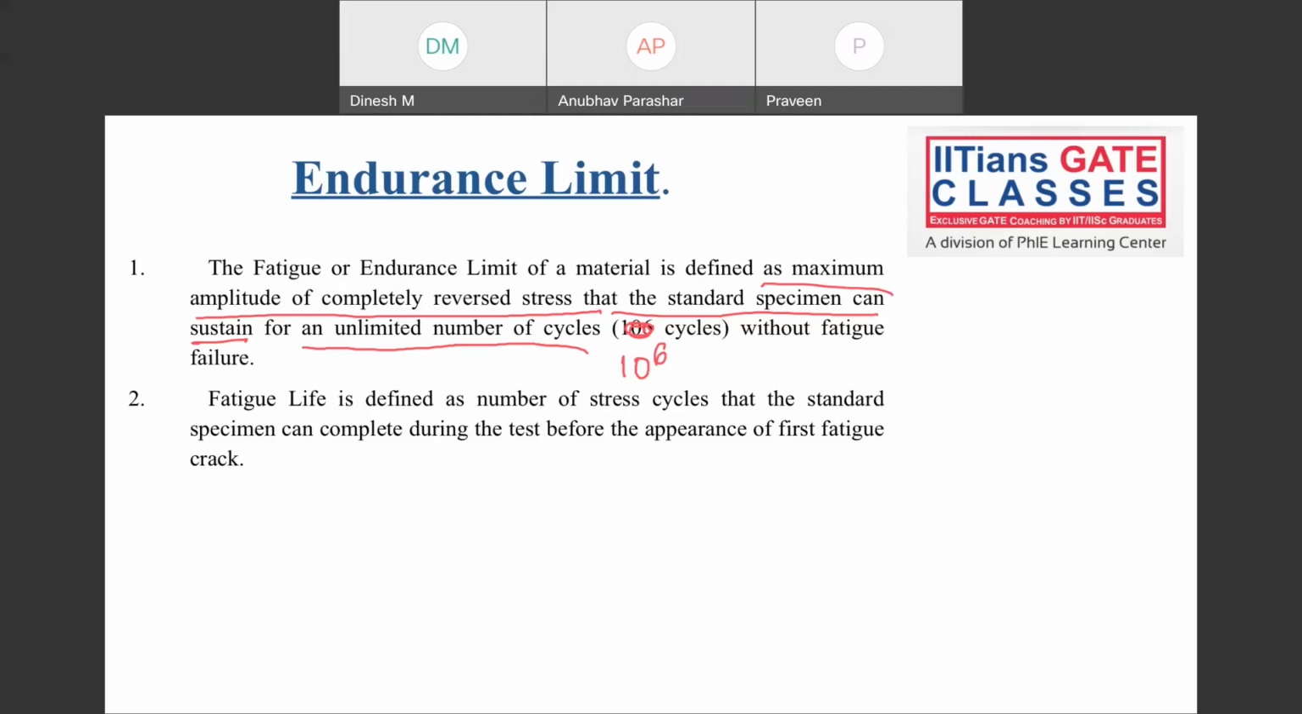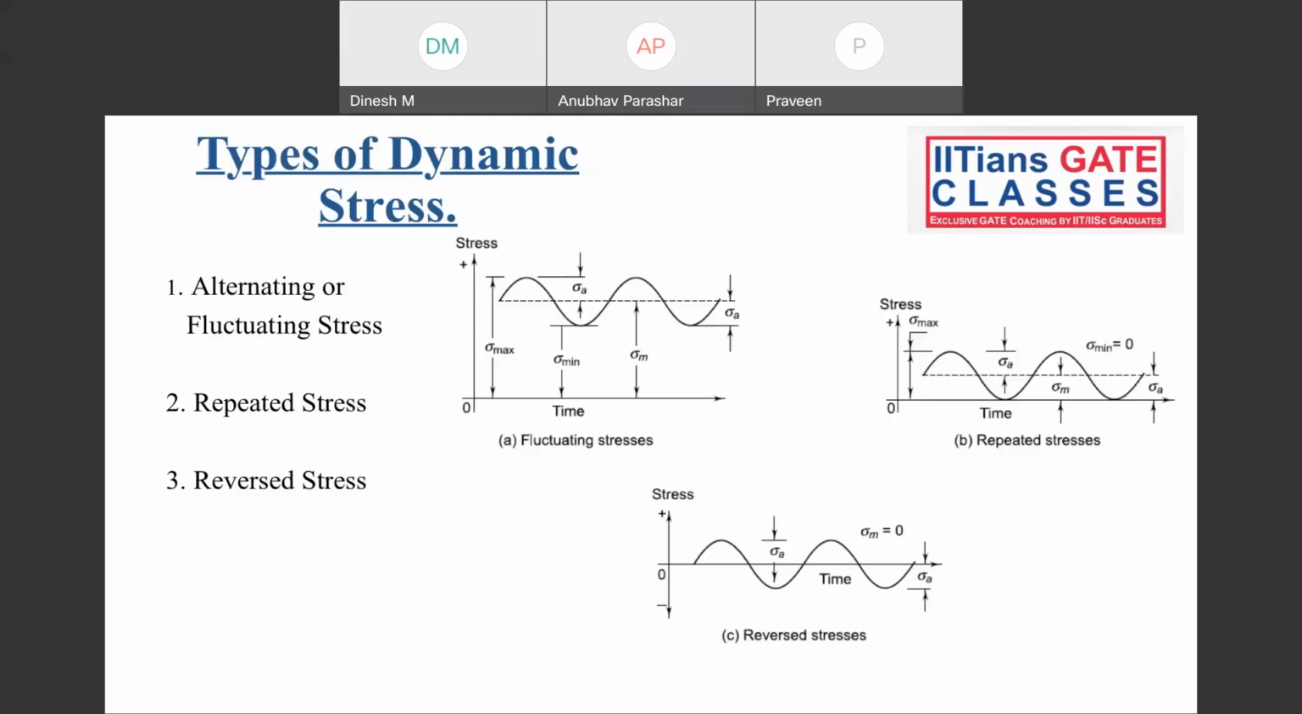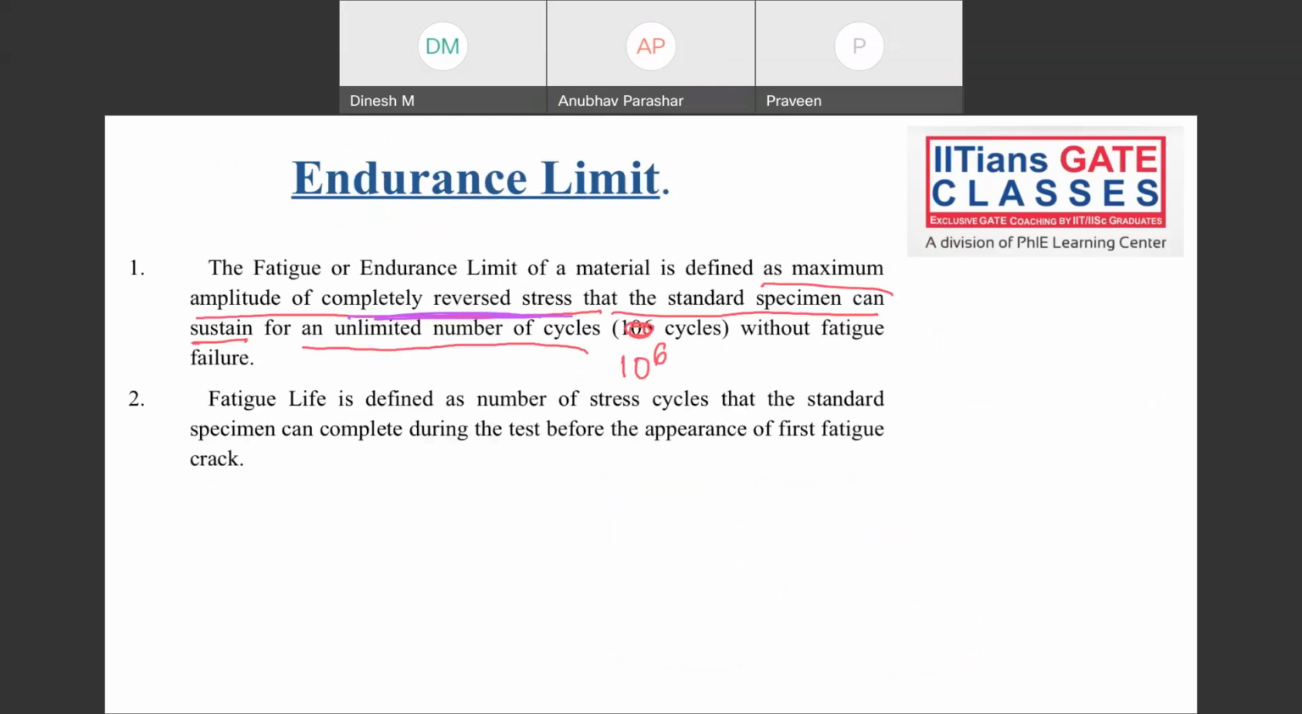So if you're talking about completely reverse stress, let us go back to see what exactly is completely reverse stress. This is the type of completely reverse stress we are talking about, right? What happens in completely reverse stress? You can see the material is going from plus 10 to minus 10, then plus 10 to minus 10, right? So this is what a completely reverse stress looks like. This is something that has been defined as such.